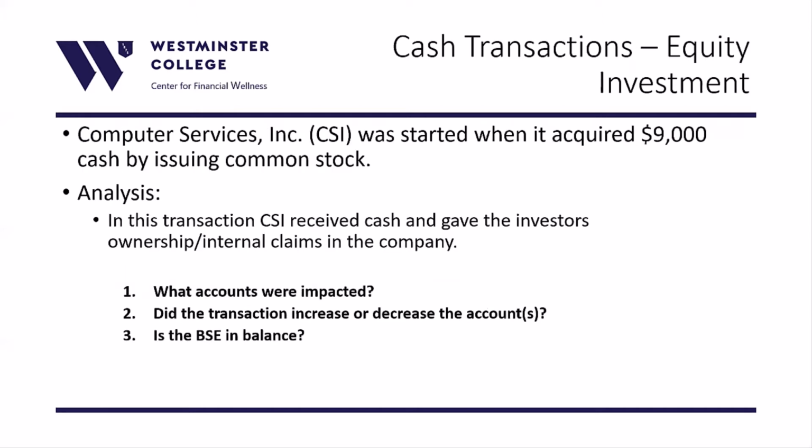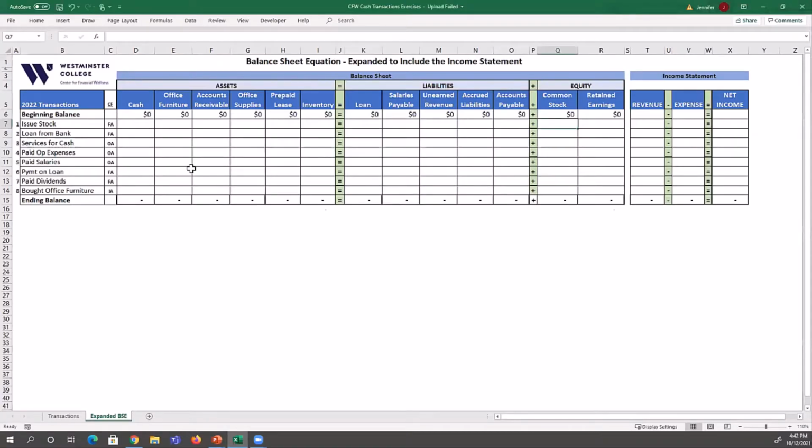All right, our little company, Computer Services, Inc., for their first transaction, they started their company when they acquired $9,000 cash by issuing common stock. So to analyze this, it's pretty straightforward. They're just selling ownership rights and receiving in exchange for that cash. So let's go to our balance sheet equation to think about what accounts we would impact. One of the assets we have is cash. It said that they were exchanging the ownership rights for cash. So I think cash will be impacted.